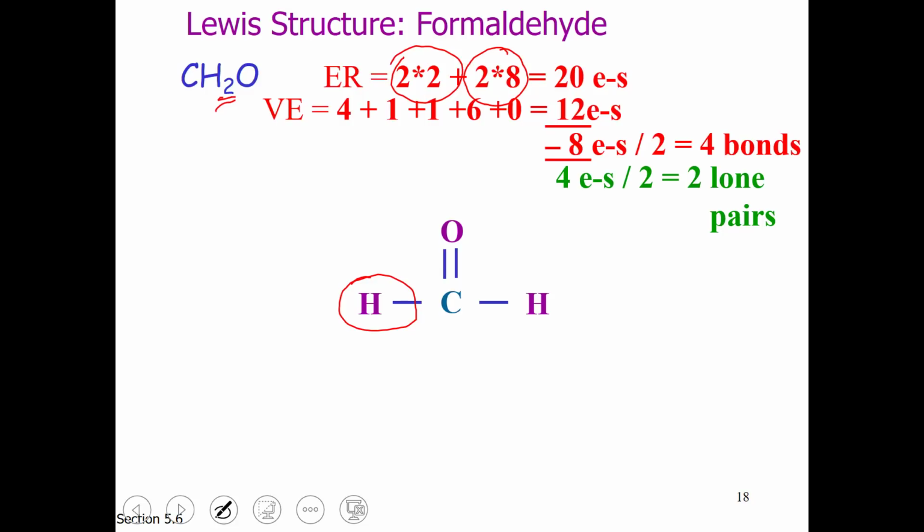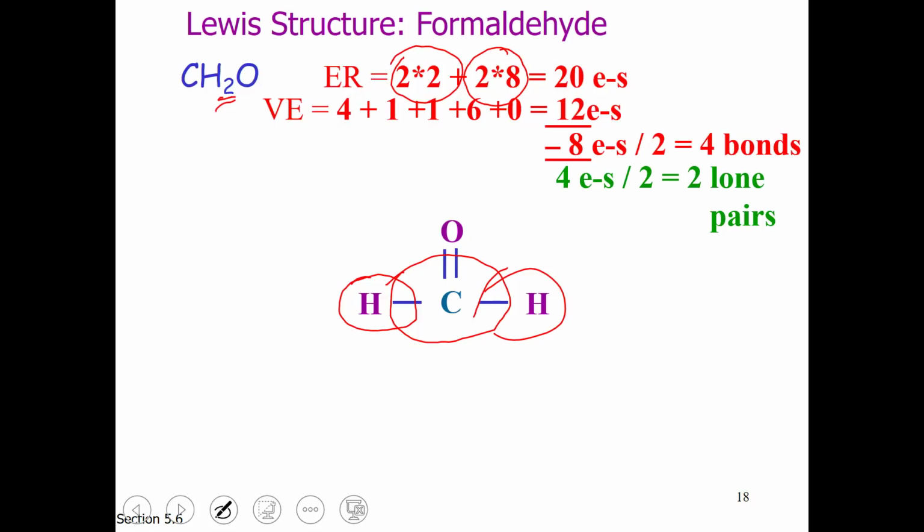All right, what about lone pairs? Well, my carbon's pretty good, right? My carbon has 4 bonds around it, so I don't need to add anything more to my carbon. And I don't need to add anything more to my hydrogens. But my oxygen has 2 bonds around it.